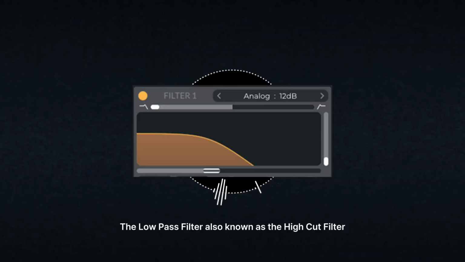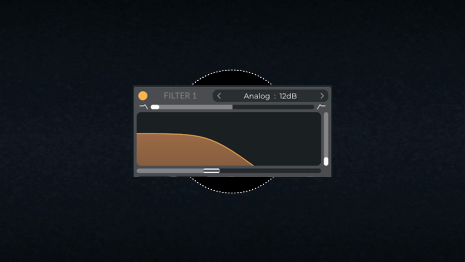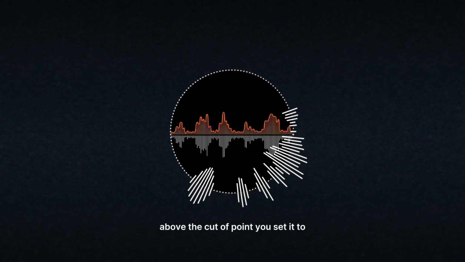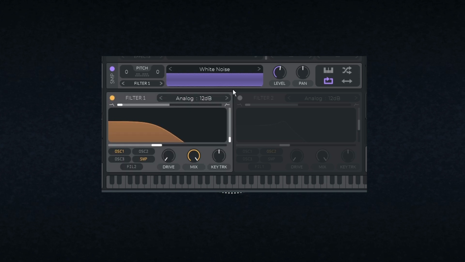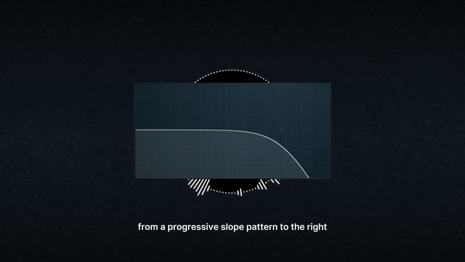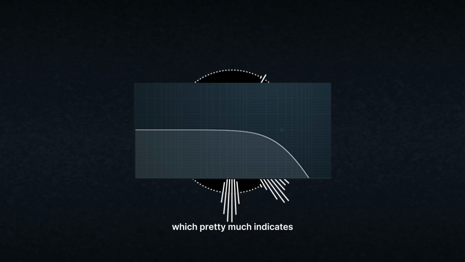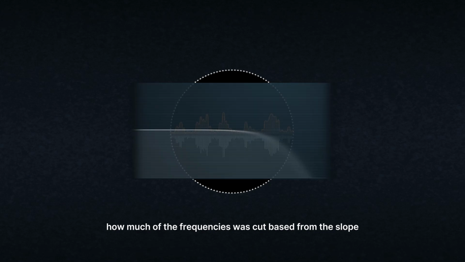The low-pass filter, also known as a high-cut filter, is the most used one of them all. The general use of a low-pass is that it will cut off all frequencies above the cutoff point you set it to. The low pass is easily identifiable from a progressive slope pattern to the right, which pretty much indicates how much of the frequencies was cut based on the slope.